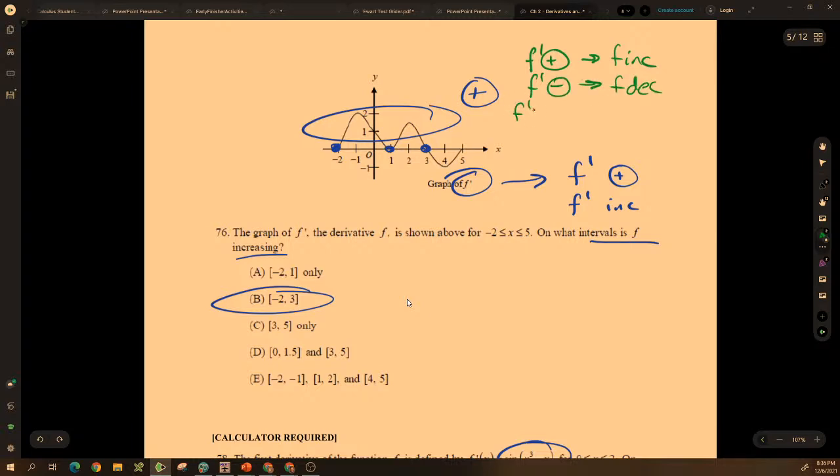Then if f prime goes from positive to negative, if it changes, like it's a 0, then f would be a relative max. And if f prime changes from negative to positive, then that would mean that f is a relative minimum. This is everything for increasing, decreasing.